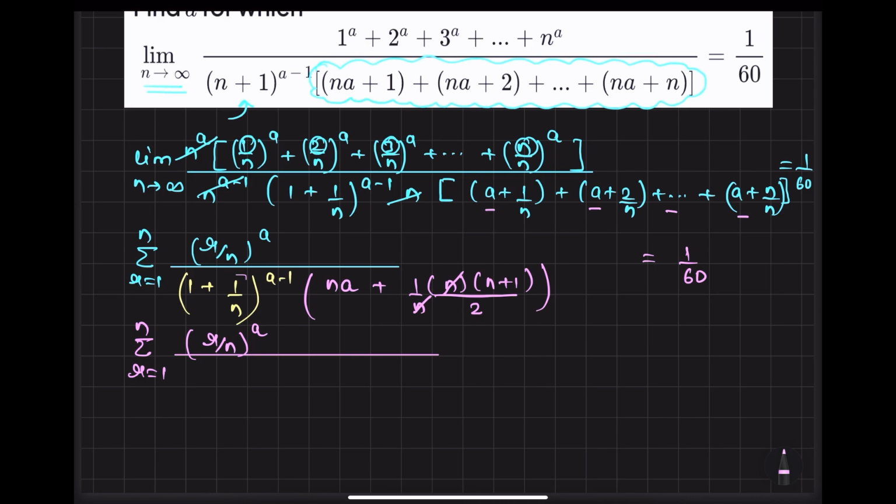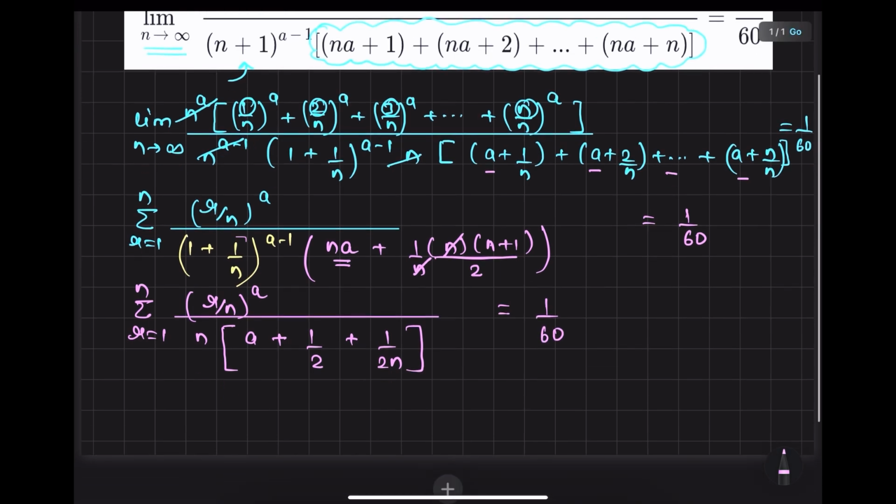Now I'll be taking n common. If you take n common from the bracket, you will be left with a plus, here we have n by 2. So n by 2 will become 1 by 2, and then 1 by 2 will become 1 by 2n. And this is equal to 1 by 60.